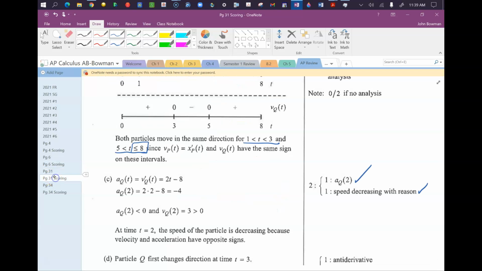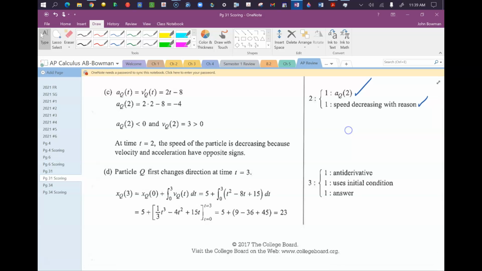So let's take a look at the scoring. 1 point for the antiderivative, 1 point for using the initial condition, and 1 point for the final answer.